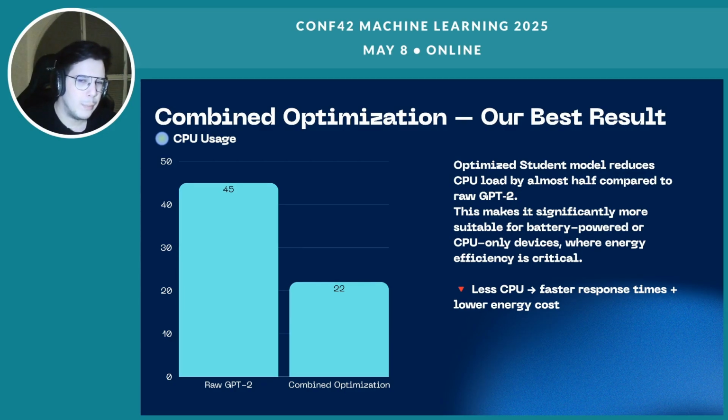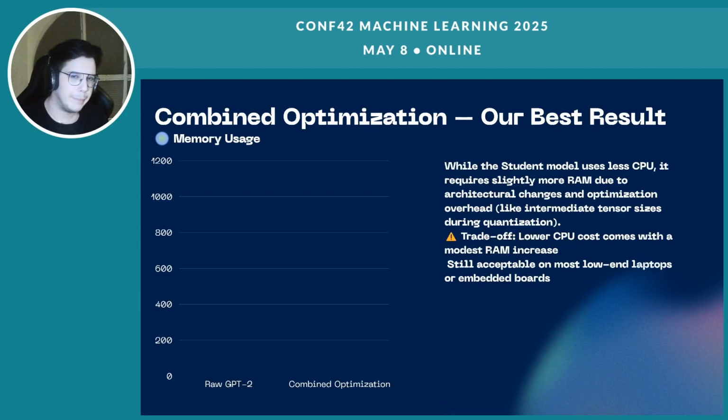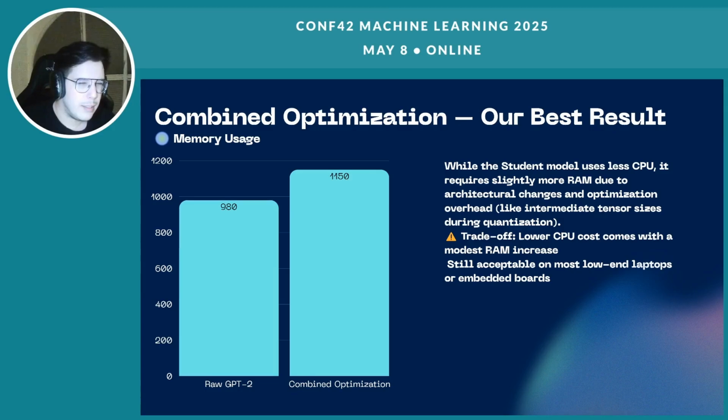So we can see here that by using the combined optimization methods, our student model will reduce CPU load by almost half compared to raw GPT-2, which makes it significantly more suitable for battery-powered, CPU-only devices where energy is critical. Basically, it means less CPU, faster response times, lower energy cost. Everyone's happy. Memory usage: as you may see, the change there is not that big, but it's a kind of trade-off that we pay for lower CPU cost. It's acceptable, especially on most low-end laptops and embedded boards.